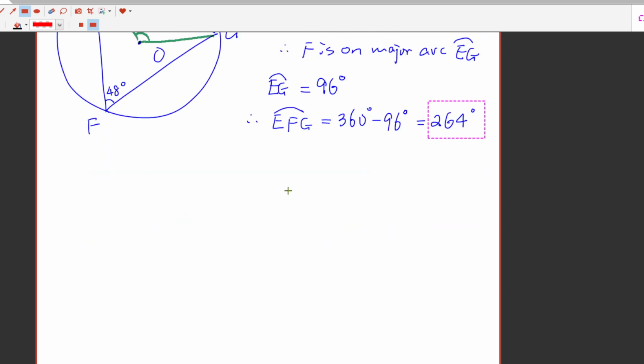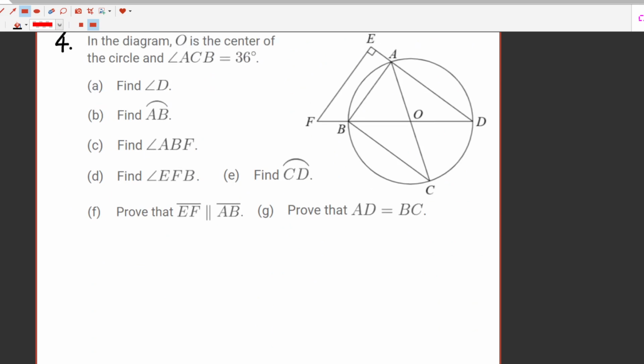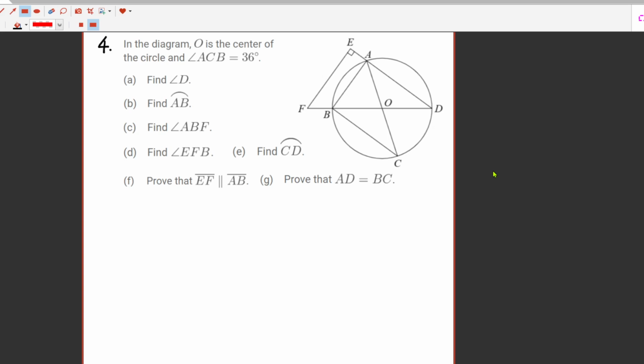Alright, if no questions, let's have a look at question number 4. Okay, we have a diagram on the right, and we're asked to find the following angles or arcs and prove some statements.